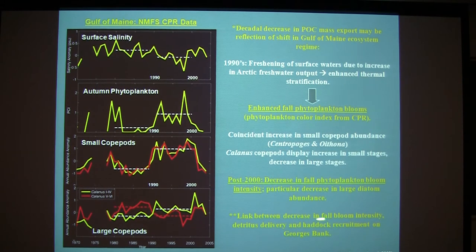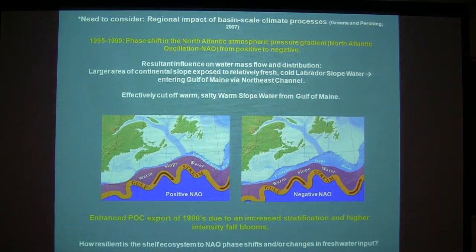And we think that this change is going from essentially a low salinity, moderate autumn phytoplankton bloom intensity with small copepods to a post 2000 period, which you don't have all the plots for here, where we're seeing the opposite happen. So what is this related to? Now we go outside the Gulf of Maine and think about larger scale atmospheric fluctuations and climate variability that are affecting the region.